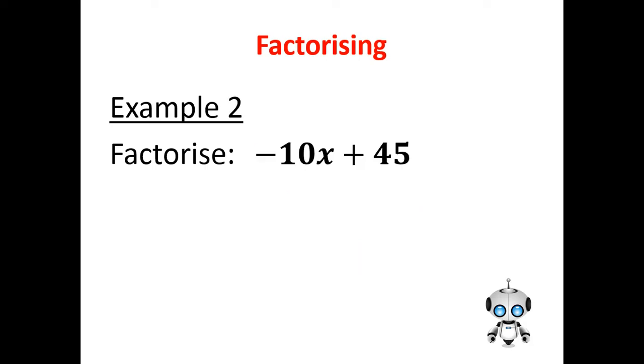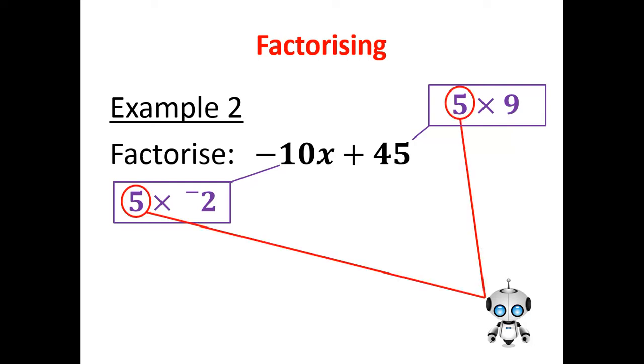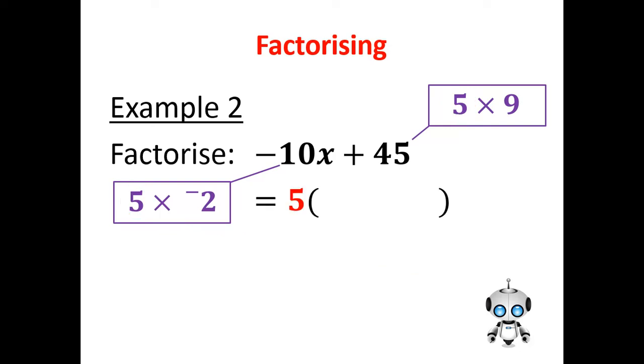Example 2. Factorise negative 10x plus 45. Well, once again, we have to say negative 10 can be made up of 5 lots of negative 2. 5 times negative 2 makes negative 10. And 45 can be made up of 5 times 9. So they both have a common factor of 5. So this time we're going to take 5 out the front of the brackets.